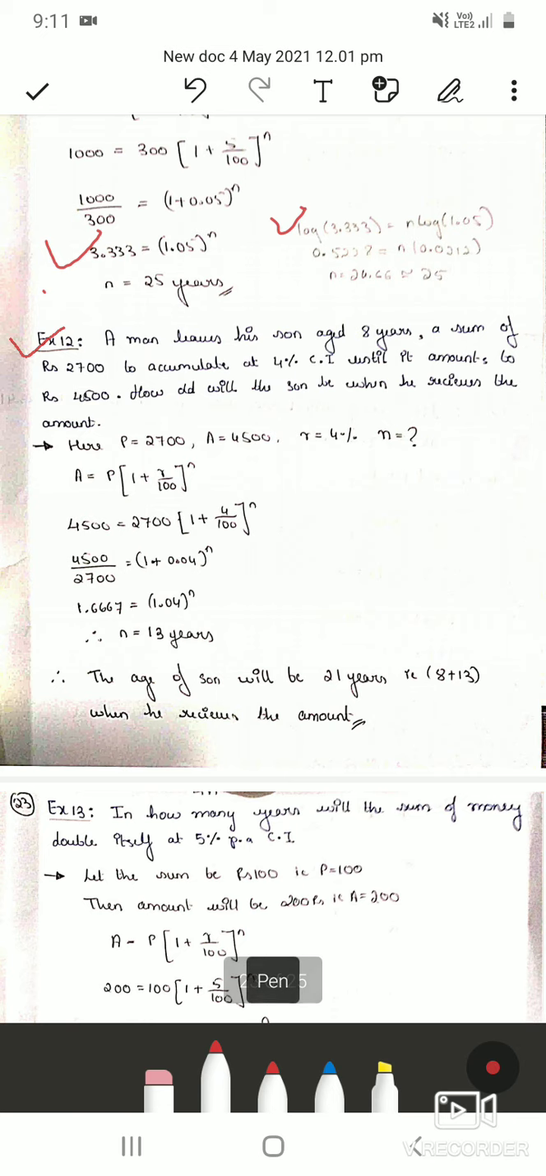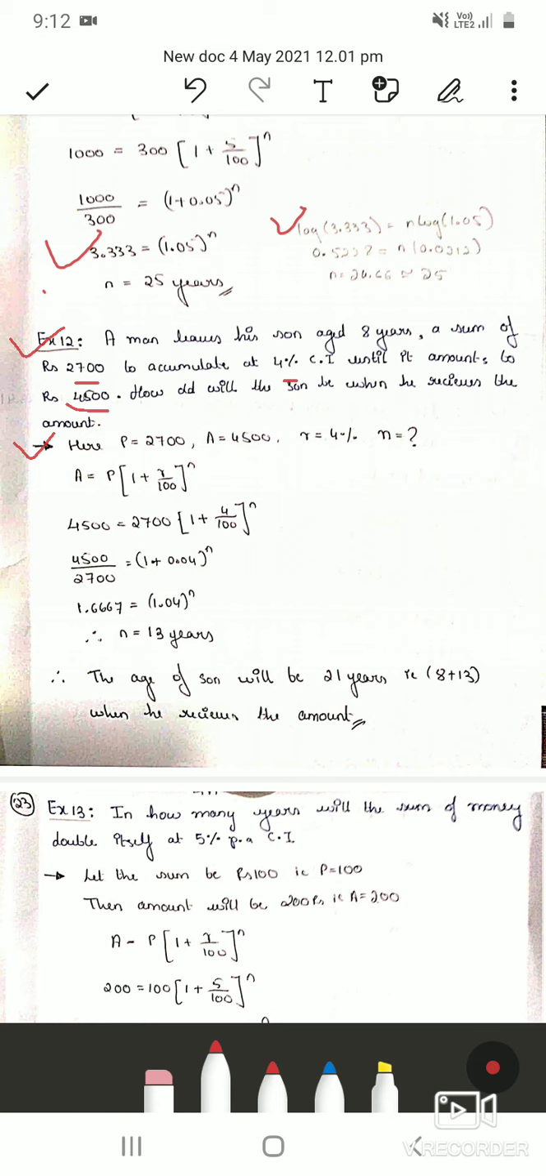The 12th problem is, a man leaves his son aged 8 years a sum of rupees 2700 to accumulate at 4% compound interest until it amounts to rupees 4500. How old will the son be when he receives the amount? So in this question the principal amount is 2700, amount is 4500, rate is 4%. But what you have to find is the age of the son when he receives the amount.